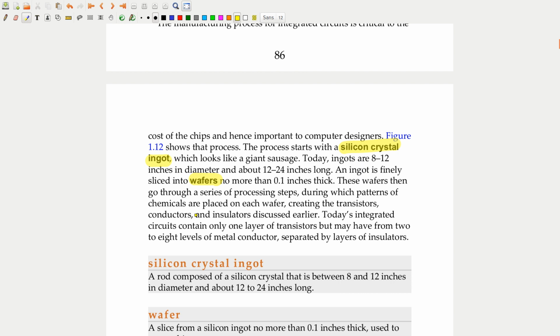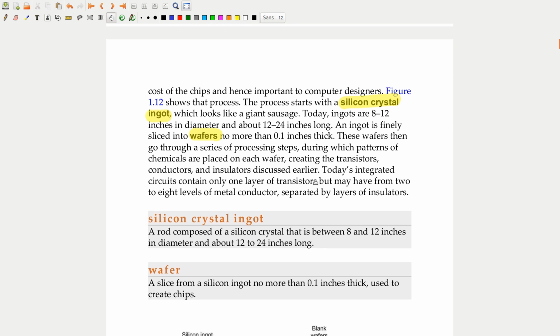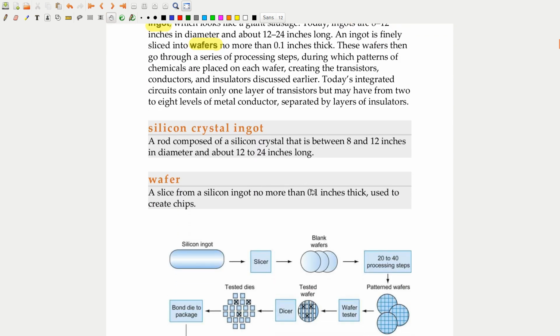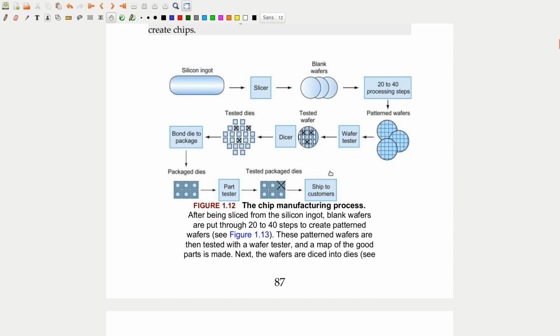Let's see, anything interesting? You put chemicals on it, creating transistors, conductors, and insulators. Today's integrated circuit contains only one layer of transistors, but may have from 2 to 8 levels of metal conductor, separated by layers of insulators. Okay, interesting. A lot of this stuff is at a lower level of abstraction from what I work on, but still fairly interesting. And here we have a little diagram.